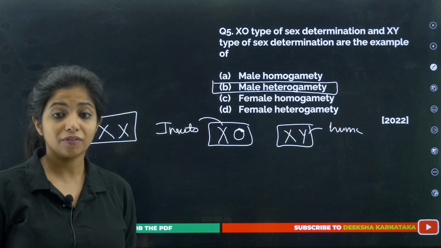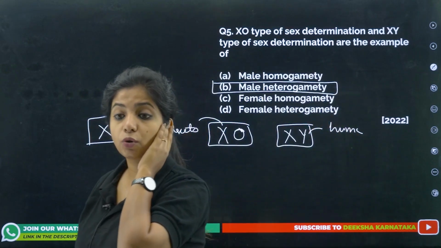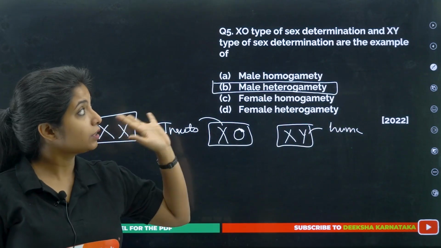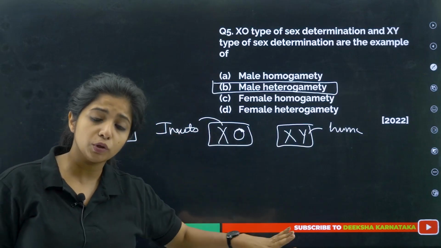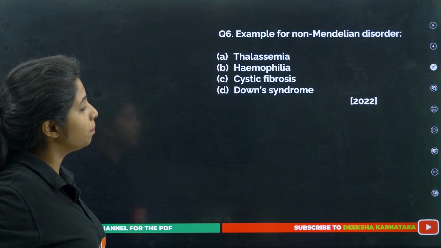You see, so many questions have come around this topic, so that is why it is very much important. Okay, so this came in 2022, and children, I am telling you, this topic is important for your PU2 boards also. Now, next, example for non-Mendelian disorder.